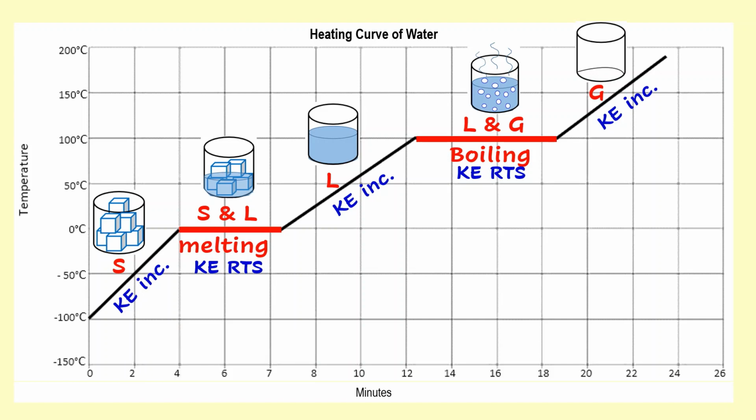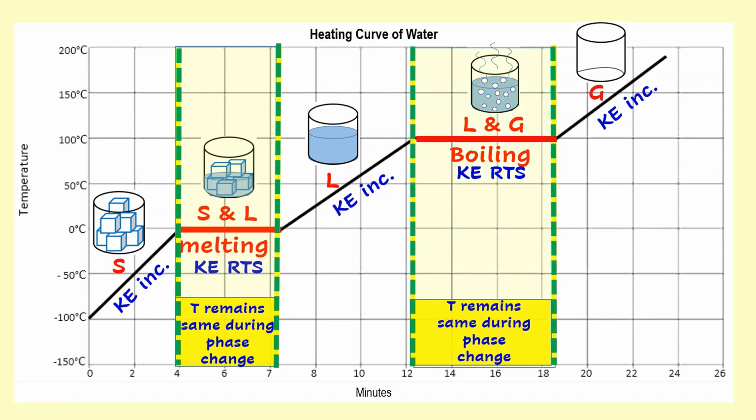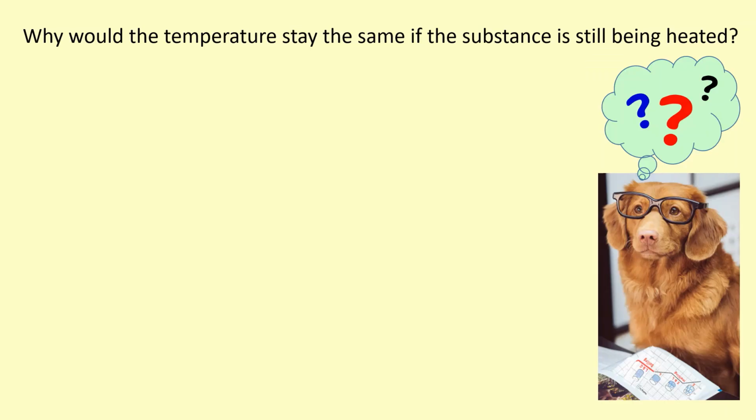This demonstrates an important concept, and that is temperature remains the same during a phase change. That holds true whether the phase change is from a solid to a liquid or from a liquid to a gas. The temperature will remain constant during all phase changes. Why would the temperature stay the same? If the substance is still being heated, shouldn't we expect the temperature of the substance to continually increase?